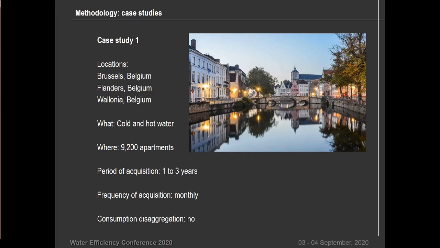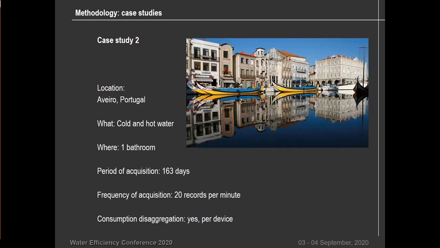The water consumption was measured continuously for 1 to 3 years in each apartment in the period between 2008 and 2012, and the disaggregation per device is unknown. For case study 2, the dataset from Portugal, we have data of cold and hot water in a bathroom recorded every 3 seconds. The water consumption was measured continuously for 163 days in the period between 2018 and 2019, and water consumption is disaggregated by appliance for the total hot and cold water, respectively.